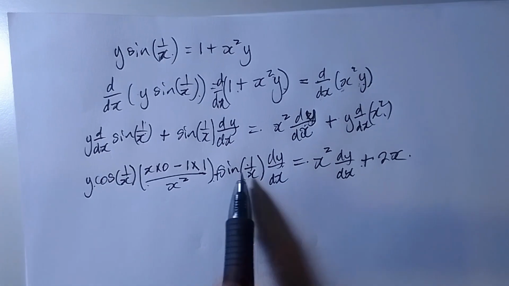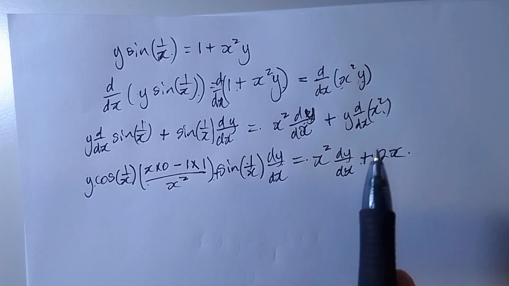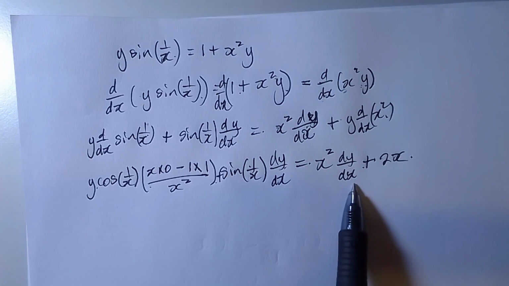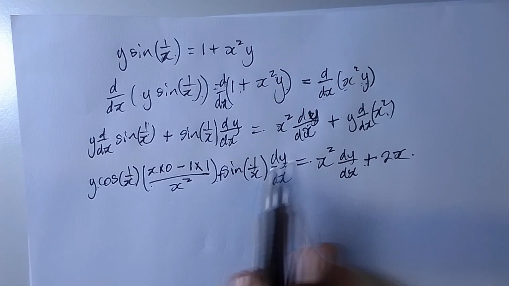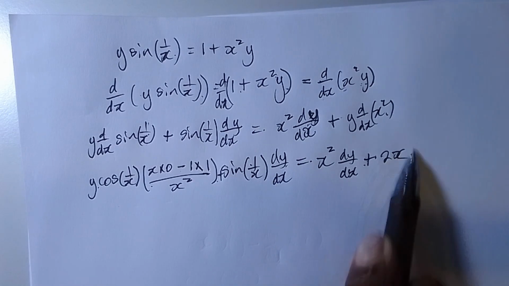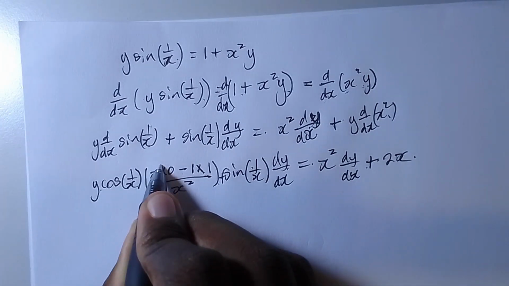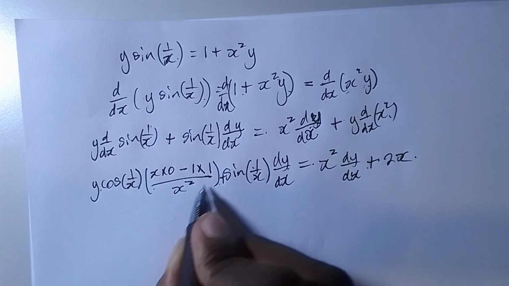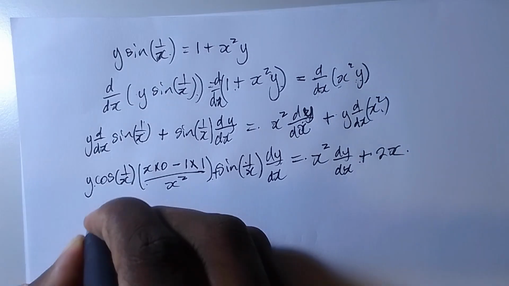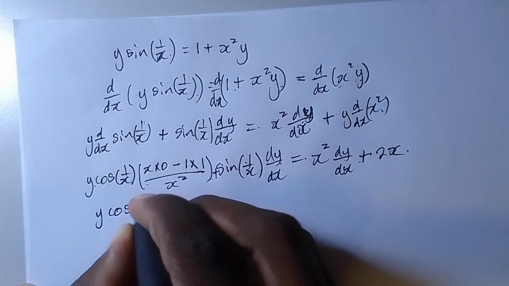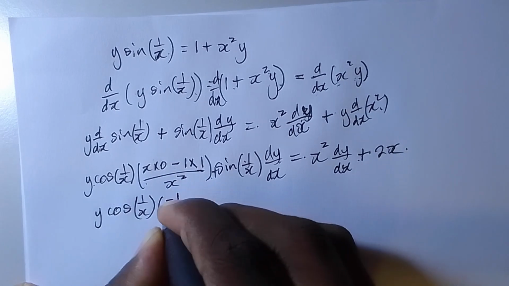Now we are just simplifying. This term and this term are the ones that have dy on dx. We want them to be on one side. So I'm going to transpose this to the right hand side, and I'm going to transpose this to this side. But let's first simplify here. This is 0, doesn't matter. This is negative 1, so this is negative 1 over x squared. So we have y cos 1 over x times negative 1 over x squared.